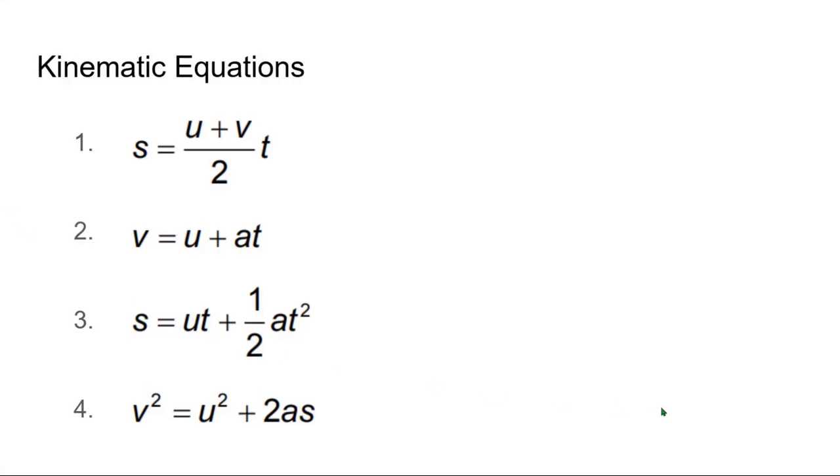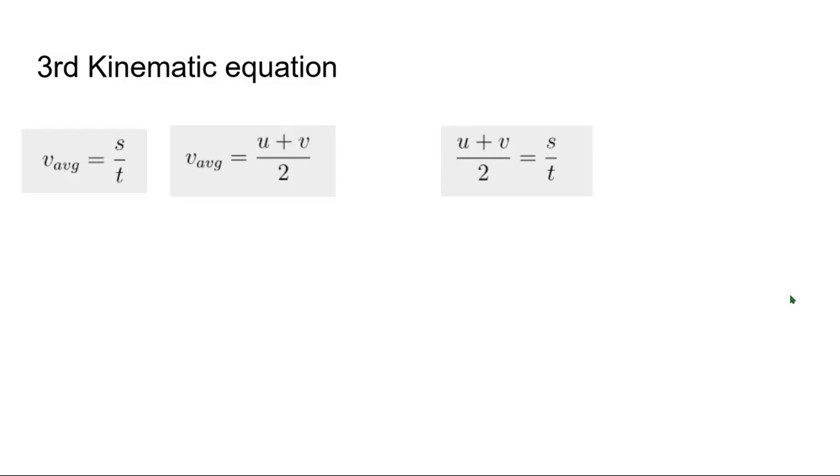The third equation is where things start to get more complicated. This equation is used to find displacement when you know everything except for the final velocity. Now, there's no really intuitive way of explaining this equation, so it's easier to derive it. As we know, average velocity is equal to displacement divided by time. Now, average velocity can also be equal to the sum of the initial and final velocities divided by 2. We can equate these two expressions to get the following equation.